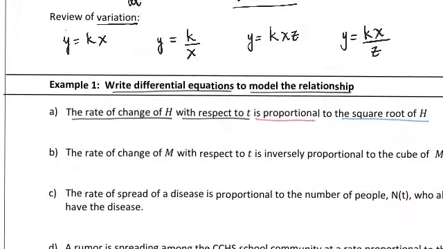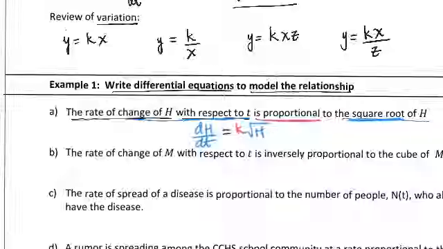So we know rate of change is a derivative, and this with respect to t means that this whole statement here becomes dh/dt. The rate of change of h with respect to t is, in math, usually an equal sign, and proportional is going to give us our proportionality constant k. And here, be careful, the square root of h means the square root of h. So don't write h squared, it's the square root of h. So there's a differential equation.